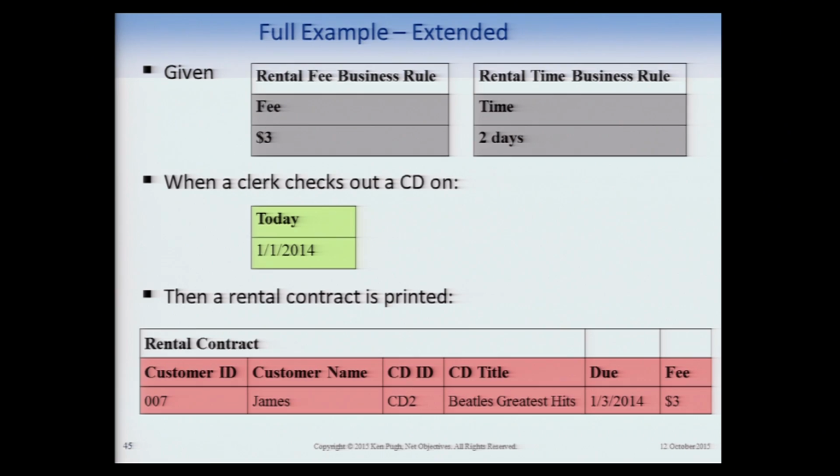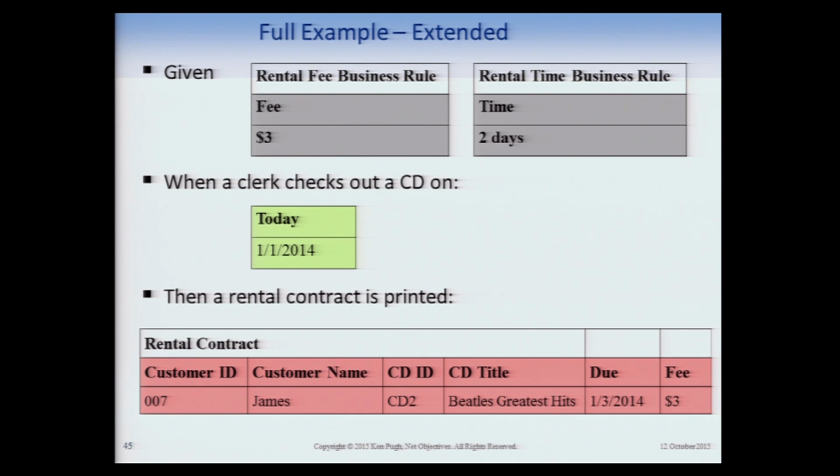Due and fee. All right. So it turns out you must have a business rule of how much you're going to charge them, right? Like $3? And, excuse me, that was for 2 days, right? That's okay. I know you're new at this CD rental business. All right, so we got business rules.